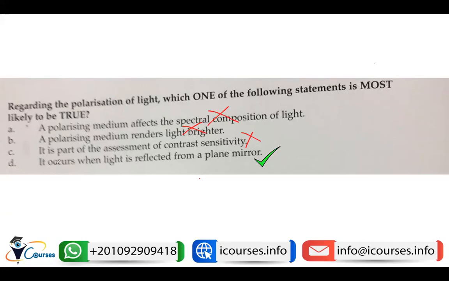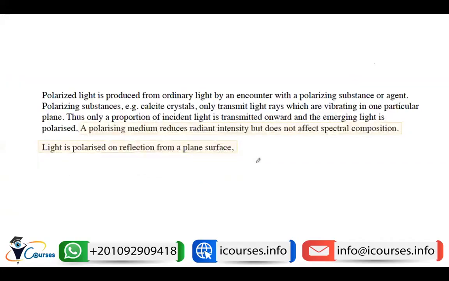And according to Elkington, the polarization of light can occur when light is reflected from the plane mirror. This sentence is typically extracted from the Elkington book. I quote this paragraph from Elkington. According to the polarized light, a polarizing medium will reduce the radiant intensity, so it will decrease the intensity of light, but does not affect the spectral composition. And light is polarized on reflection from the plane surface. This is as per Elkington.